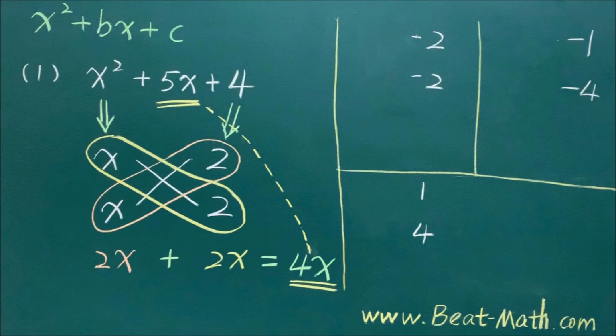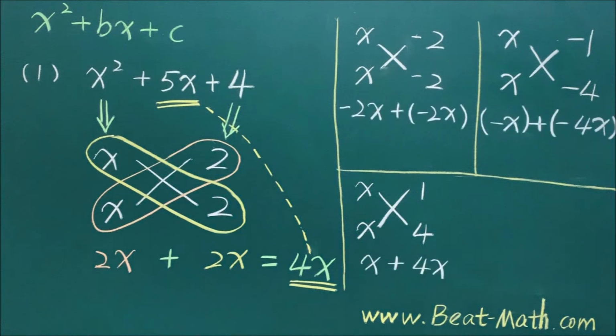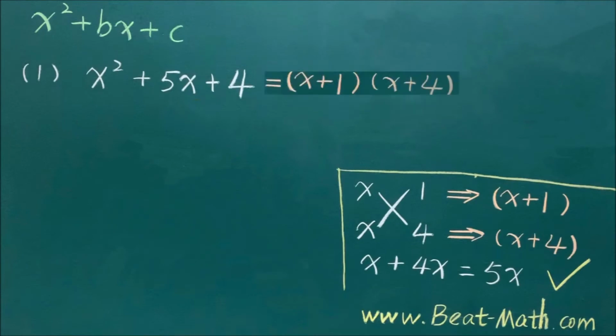We do the same thing for the others: negative 2 and negative 2, negative 1 and negative 4, and 1 and 4. It is obvious that only 1 and 4 can bring us 5x, so 1 and 4 are the integers we are looking for. Then we can factor the polynomial into the quantity of x plus 1 times the quantity of x plus 4.